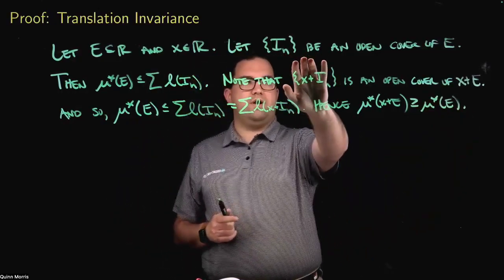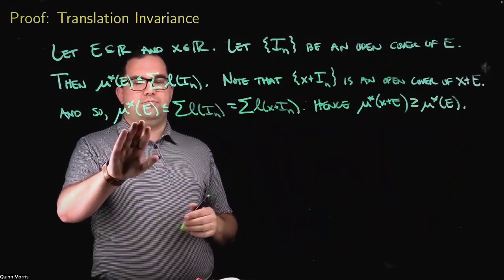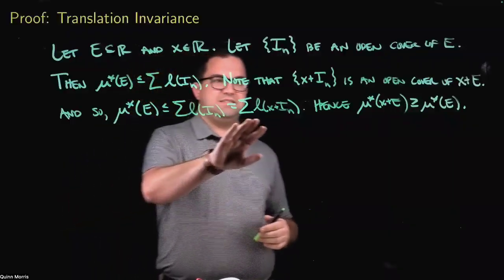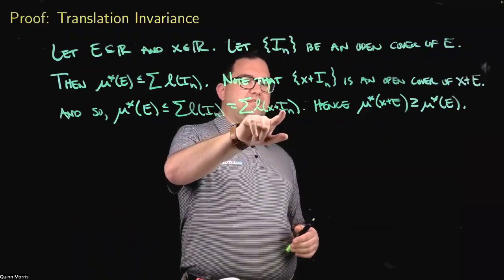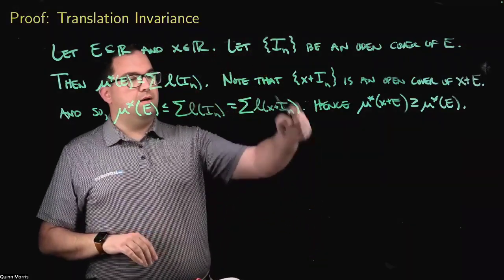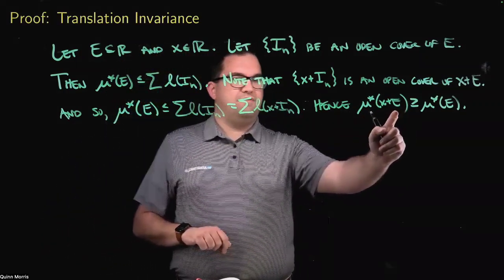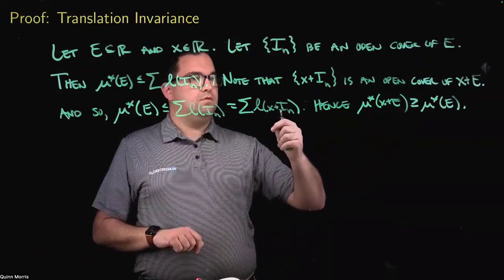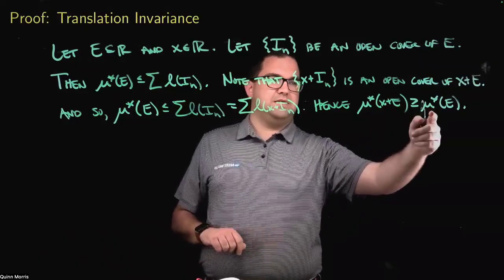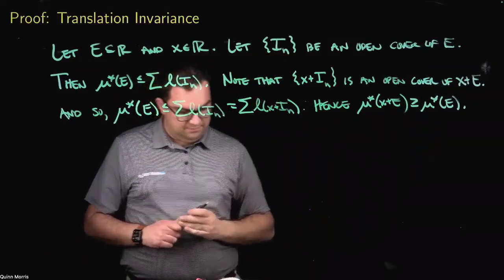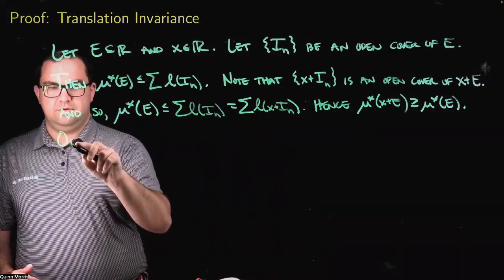So again, for an arbitrary open cover of E, the outer measure of E is less than or equal to the sums of the lengths of the x plus I_ns. But the infimum over all open covers of these gives me the outer measure of x plus E. And so the outer measure of x plus E must be greater than or equal to the outer measure of E. Okay. On the other hand, we can basically do this in reverse.